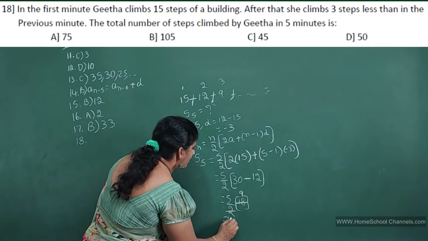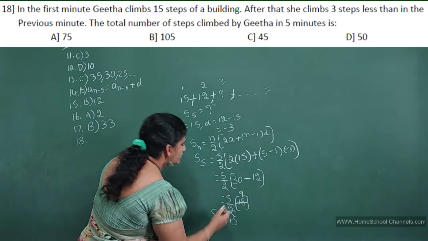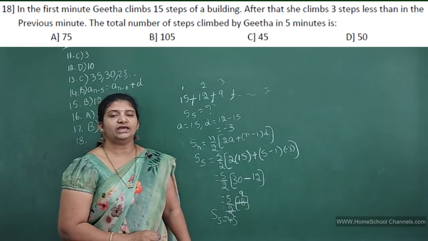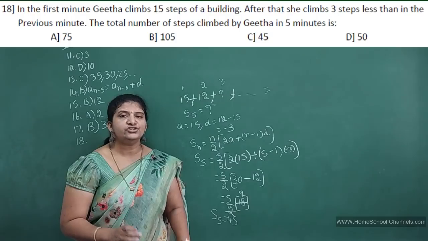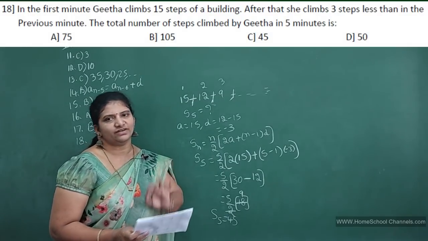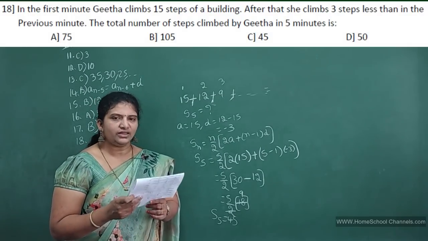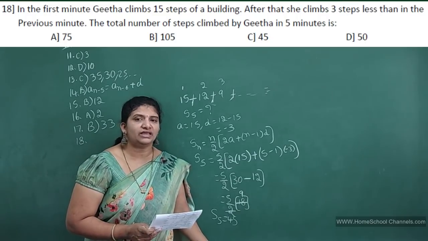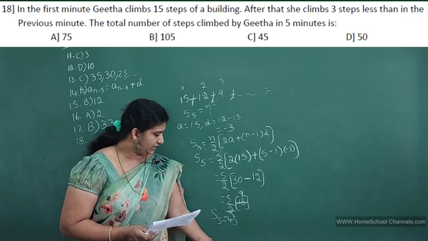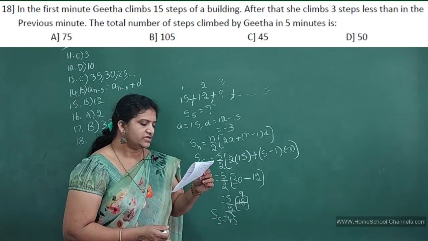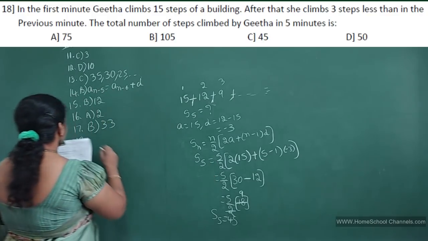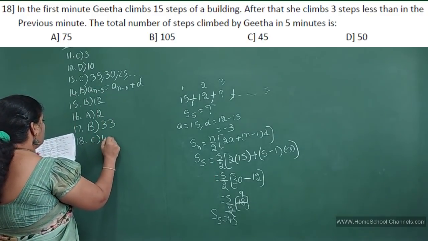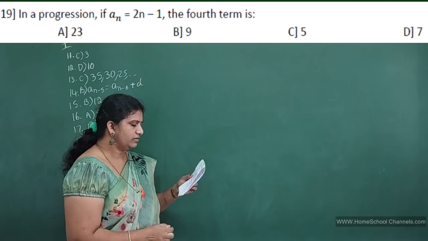9 5s are 45. So Geeta finally, after 5 minutes, climbed 45 steps. The total steps climbed by Geeta in 5 minutes is equal to 45 steps. Check for the answer. It is your option C, 45.